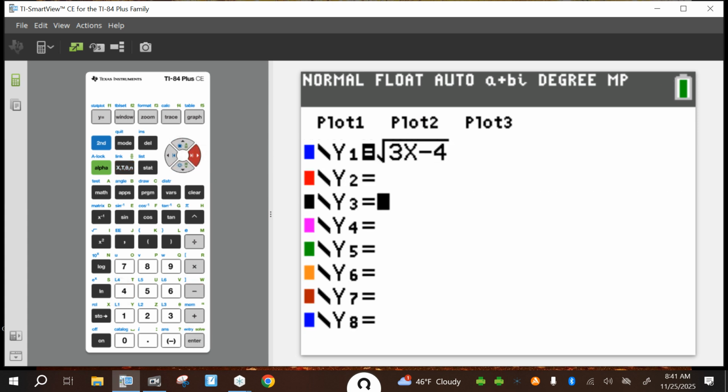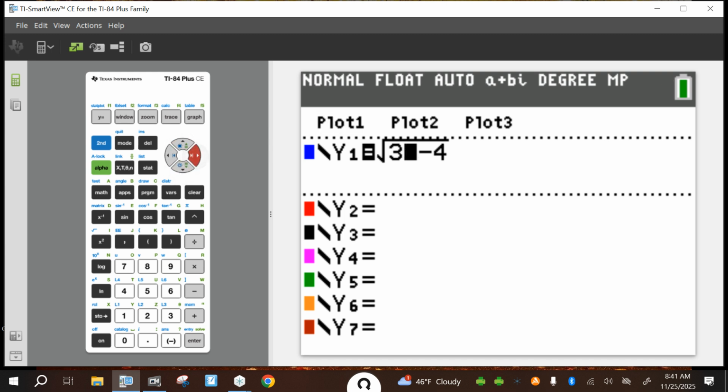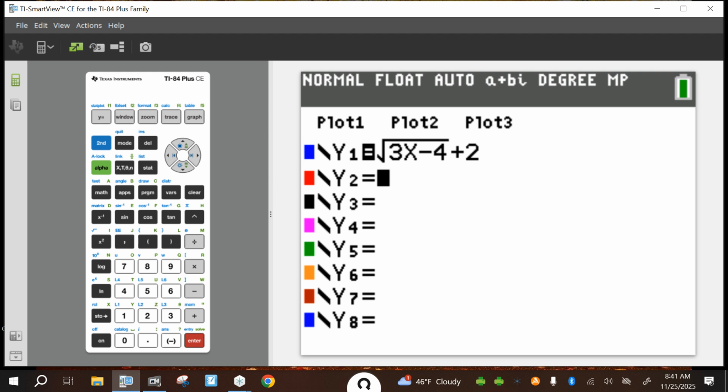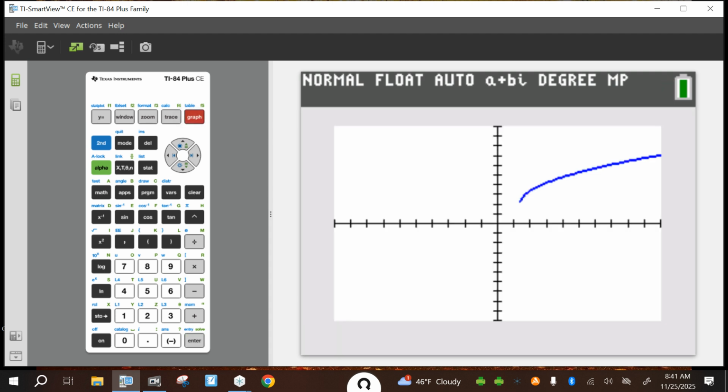Make sure that you right arrow to get out from under the square root and then put that plus 2 at the end. So make sure just 3x minus 4 is under the square root or in parentheses. And then hit graph. What kind of shape does that make?